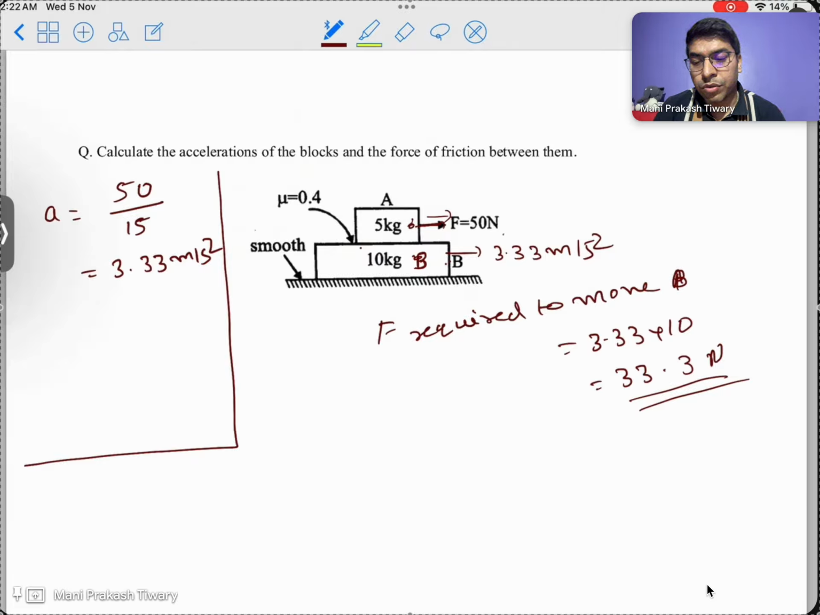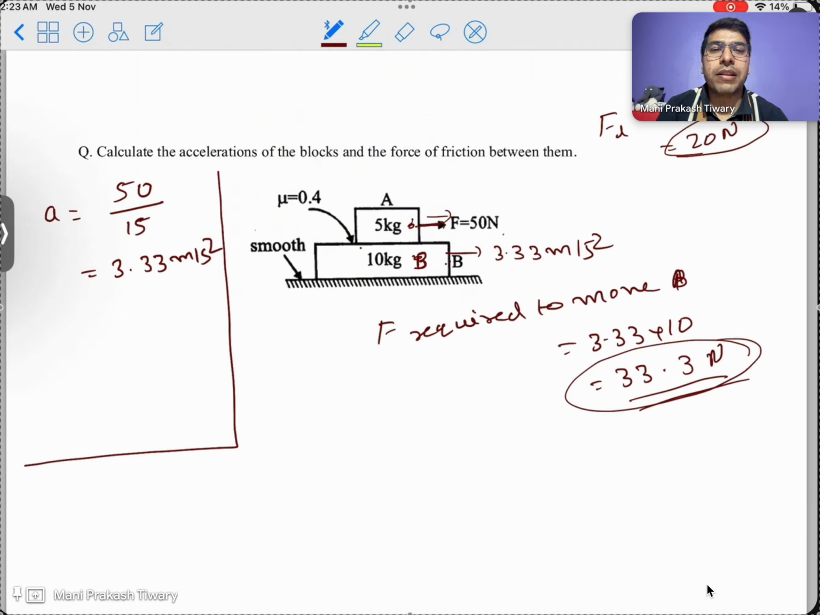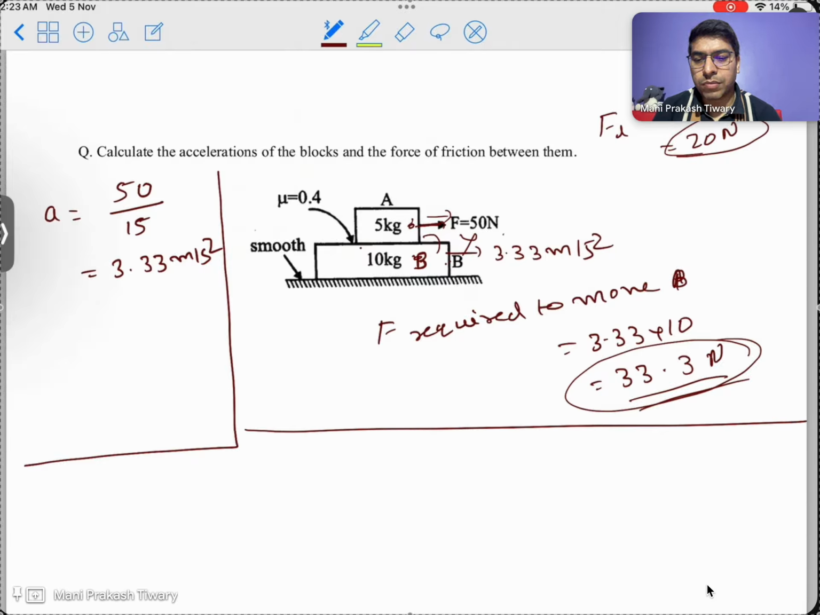Check. No. Why? Because the maximum friction force A can apply, the limiting friction, we can write as 0.4 into 5 into 10, which comes to 20 Newton, right? So the maximum friction force that can act on B is 20 Newton, and to move together the friction force required is 33.33 Newton. So definitely now we understand these two blocks will not move together. Clear?